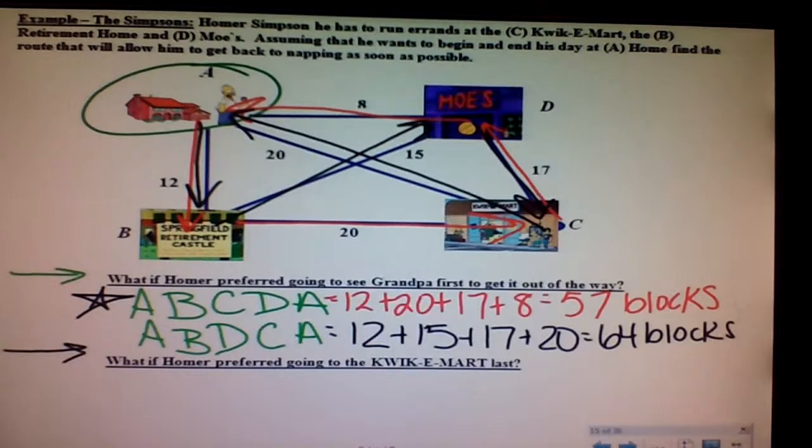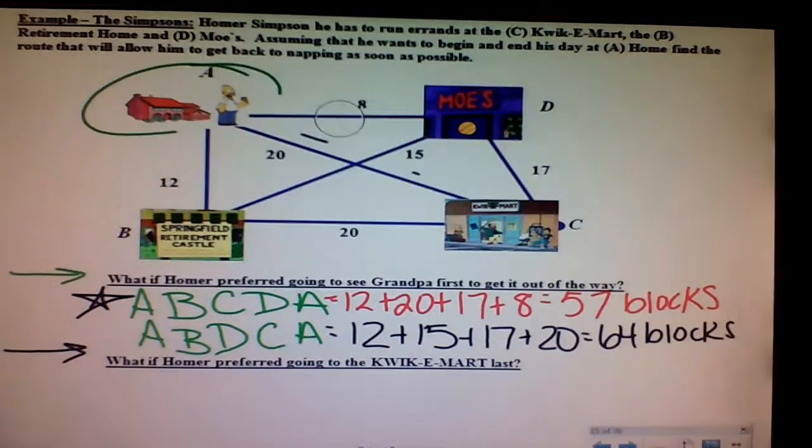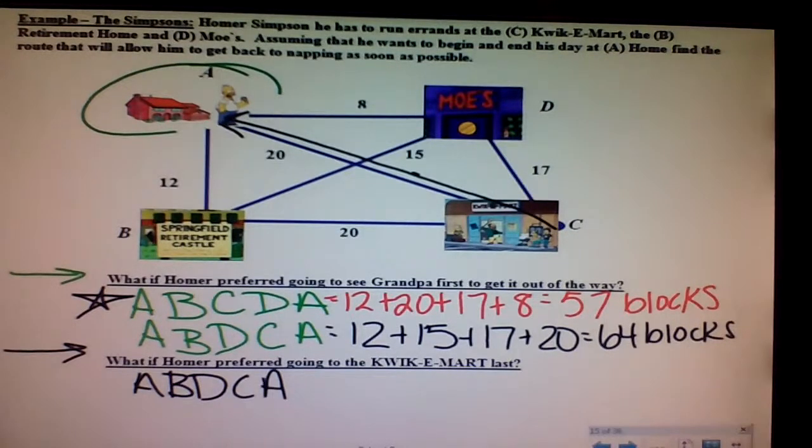They want to know, what if Homer wants to go to the Quickie Mart last? So he wants to end this as Quickie Mart and then home. So we always want to finish with C, home. A, B, D, C, A. Or A, B, B, C, A.